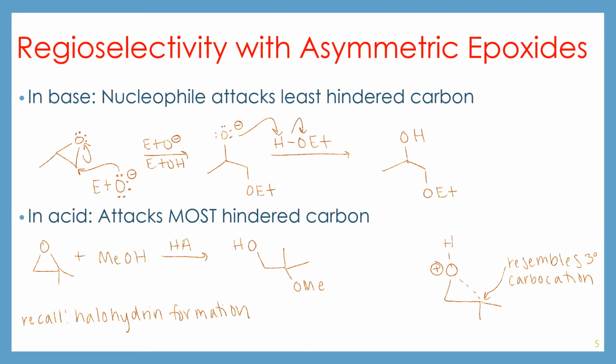But if you react an acid, your nucleophile is actually going to attack the most hindered carbon. And this should remind you of the halohydrin formation. When you have a protonated three-membered intermediate like this, or you have a positive charge on it like you did with the bromonium ion, this is going to start to resemble a tertiary carbocation. And that's going to make this carbon more susceptible to attack.